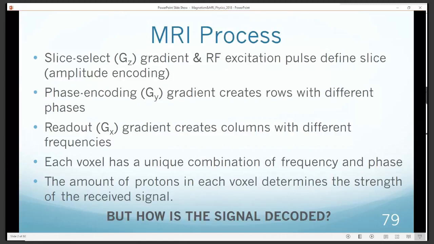But we've only touched on how the signal is decoded. And that will be a topic for a future discussion.